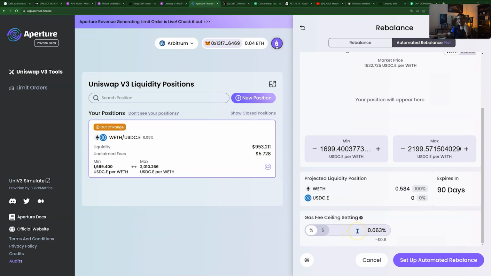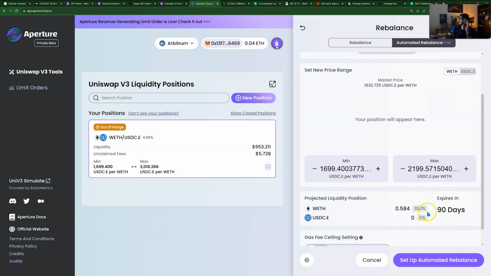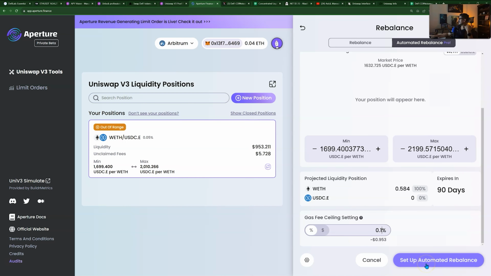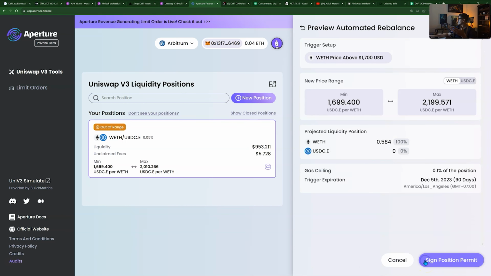You can even set up a gas fee ceiling, right? The max amount of gas you want to incur for this transaction. I like to set it a little higher, even as high as like $1, right? That way you're insured that it goes through. Otherwise, the tool will just wait until gas fees calm down, and then it'll initiate the transaction. So as long as the gas fee is below the ceiling, and when price hits that trigger, it would automatically rebalance, right?